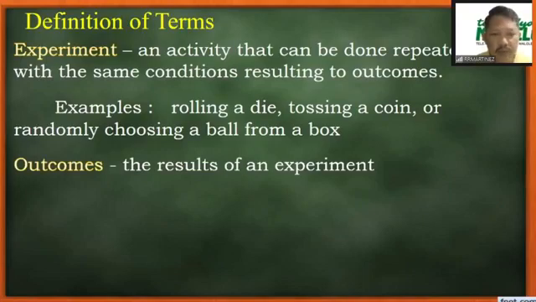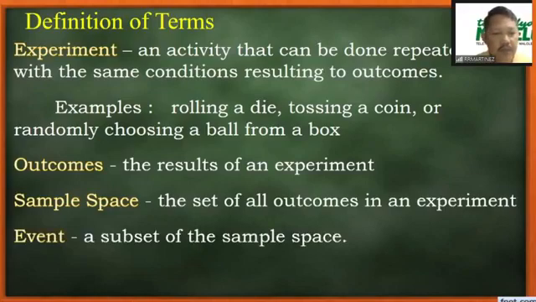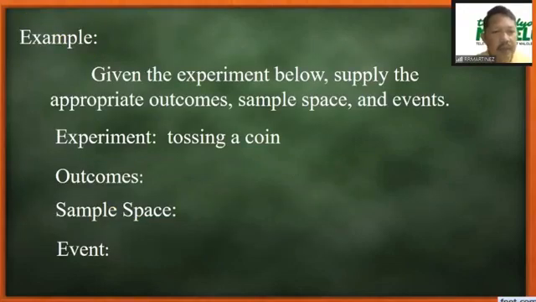Then outcomes. When we say outcome, it is the result of an experiment. We also have the sample space, which is the set of all outcomes in an experiment. And the event is a subset of the sample space. Let us try this given example: given the experiment below, supply the appropriate outcomes, sample space, and events.